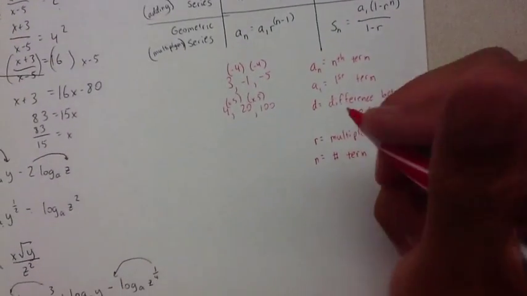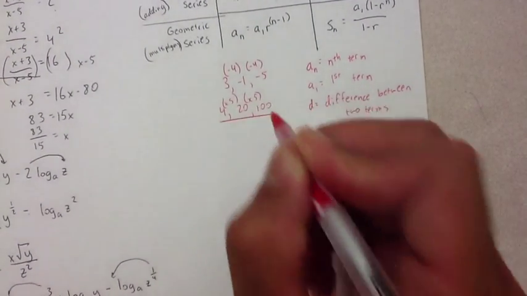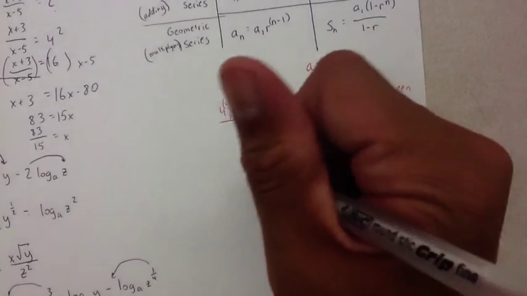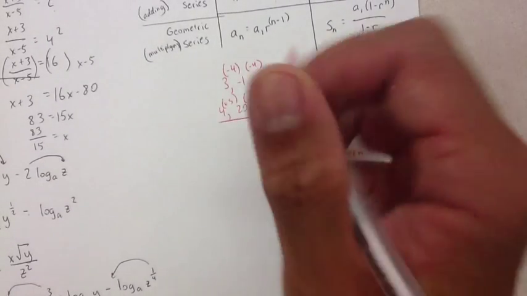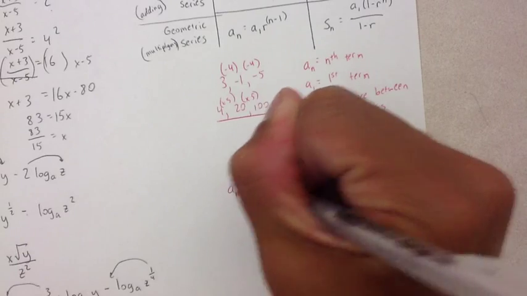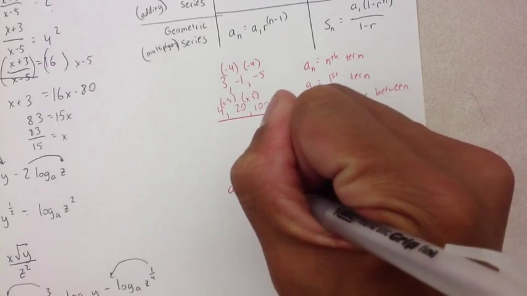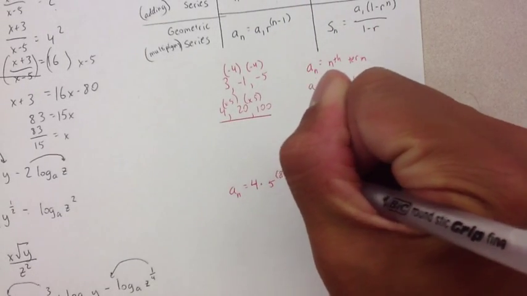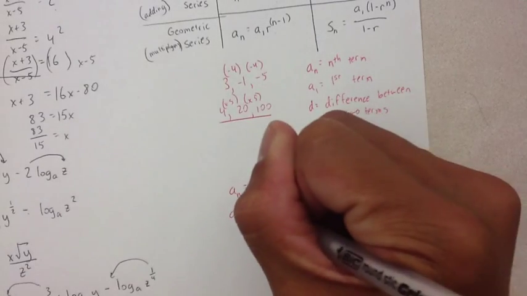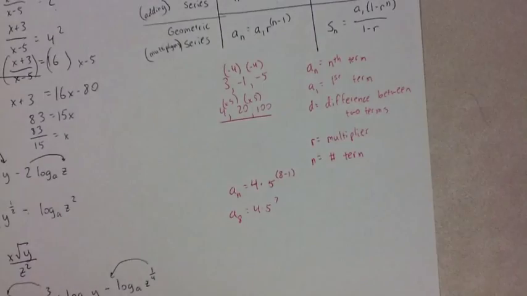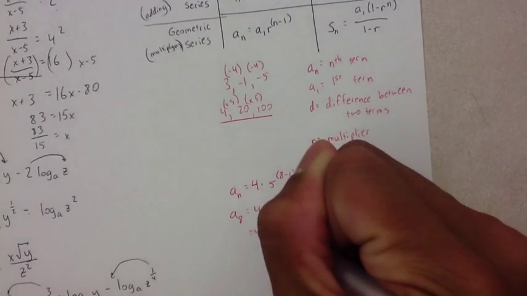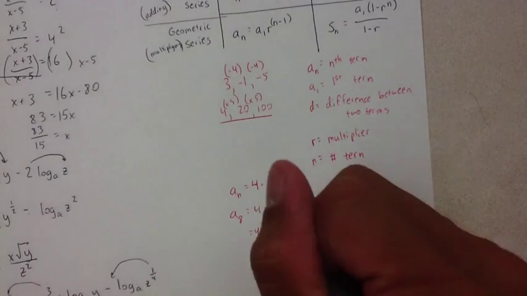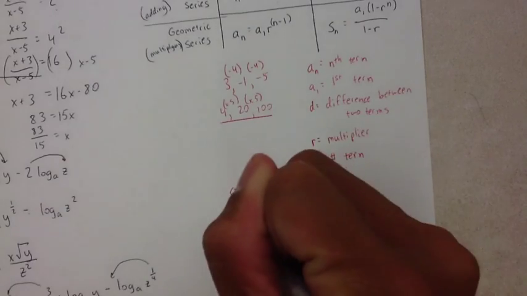So to find the sum of this, for example, let's say that you're trying to find the 8th term of the series. You know that the multiplier is 5, so a sub n is going to equal a sub 1, which is 4, that's the first term, times 5, the multiplier, to the n minus 1. The 8th term is what I'm looking for, so 8 minus 1. So a sub 8 is going to equal 4 times 5 to the 7th, which equals 4 times 78,125, which is going to equal 312,500. So that's a sub 8.